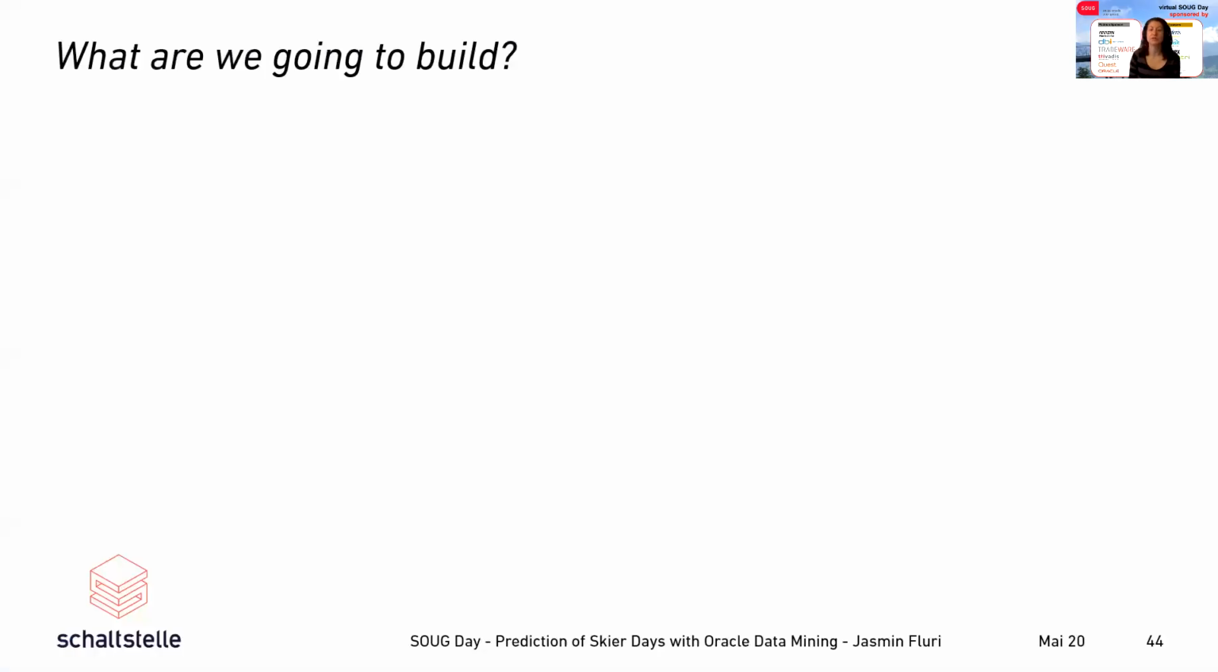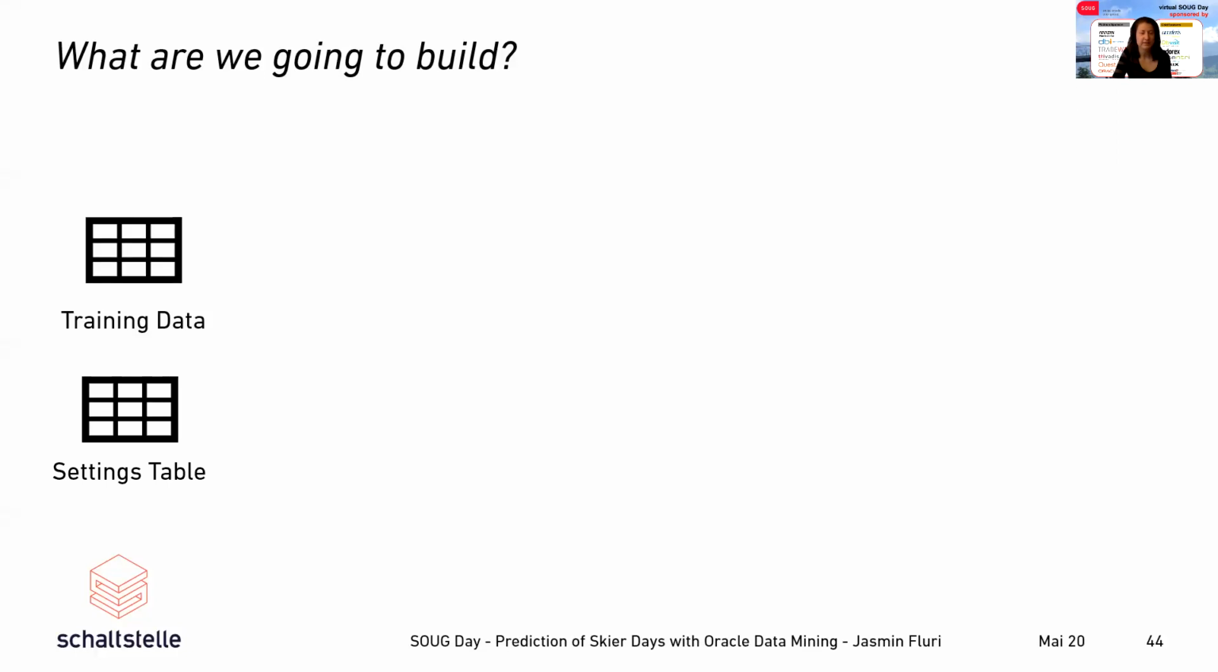Now, what are we going to build exactly? Let's have an overview of the process of building the model. We have our training data set that contains most of our data, let's say 80%. We then need a settings table that tells our model how to behave if we have special settings that deviate from the default. So out of those two, we create our prediction model.